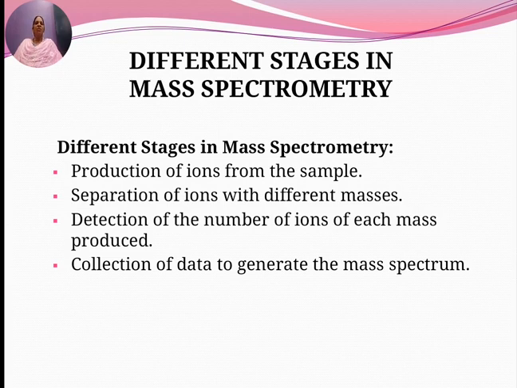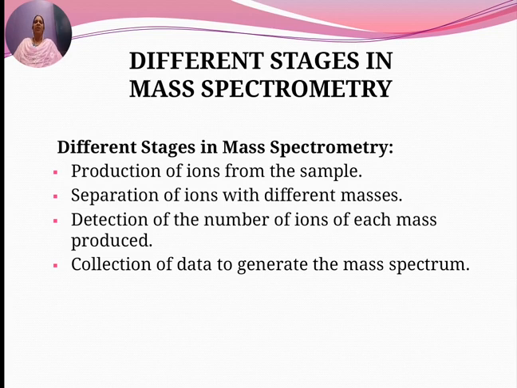The first stage is the production of ions from the sample. The second stage is the separation of ions with different masses. The third stage is the detection of the number of ions of each mass produced. These are the basic stages in mass spectrometry.